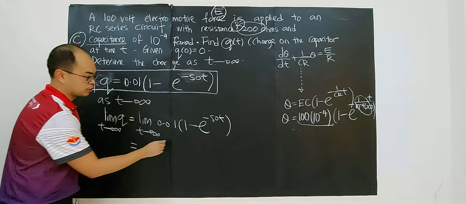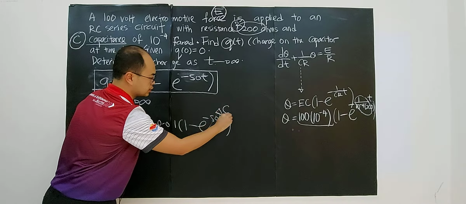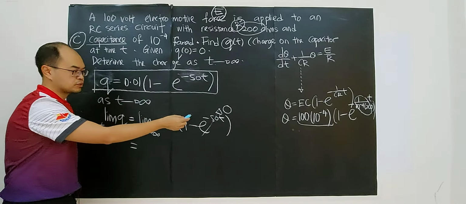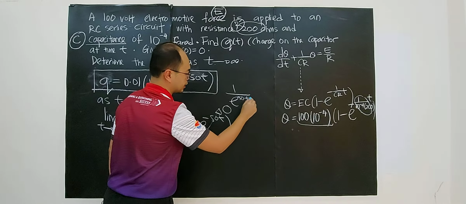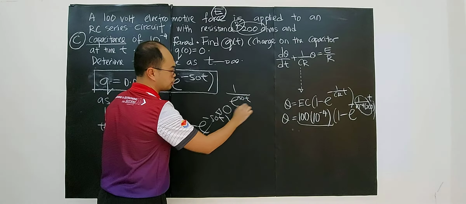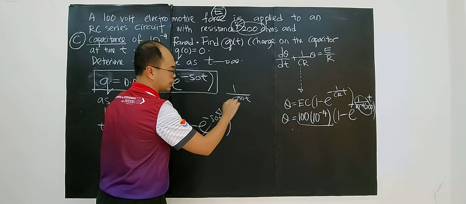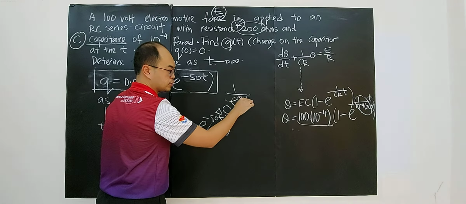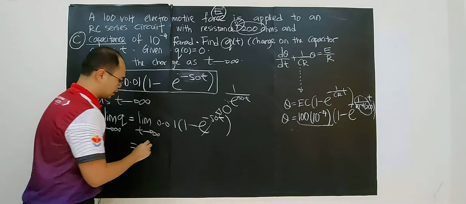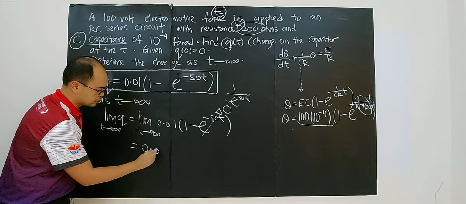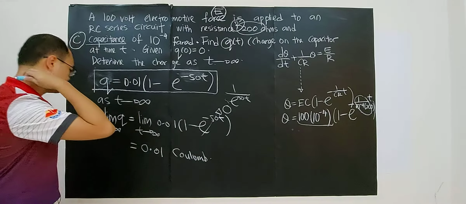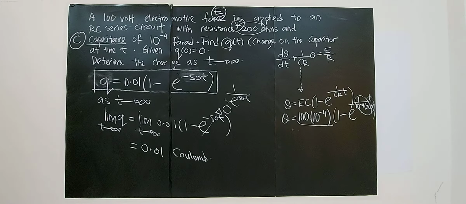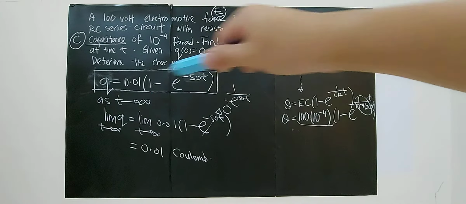As t approaches infinity, this term will be nearly 0. As I explained in the previous video, it is actually 1 over e to the 50t. As t approaches infinity, this whole thing becomes infinity, and a number divided by a very big number is nearly 0. So you reach 0.01 coulomb, which is the unit of charge, on the capacitor when t approaches infinity.